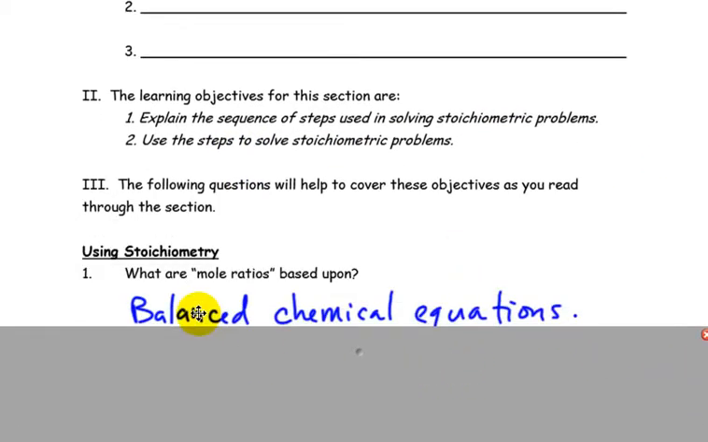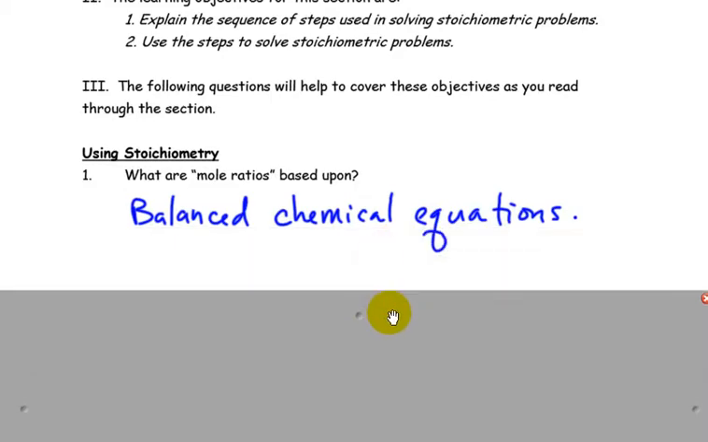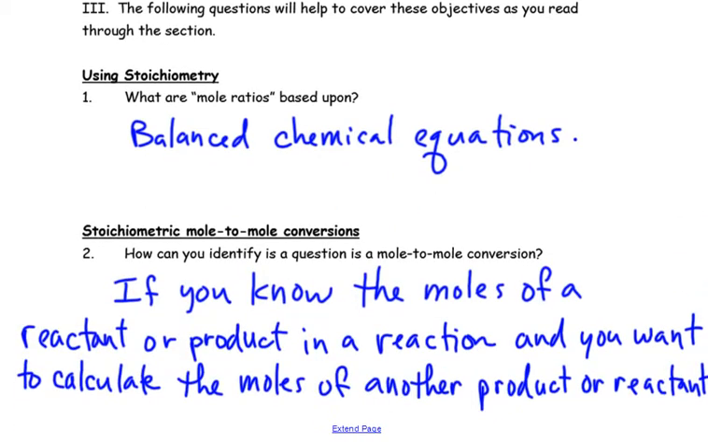So first of all, using stoichiometry, what are the mole ratios that we'll be looking at? What are they based on? Balanced chemical equations. The chemical equations are the key to going from one reactant or product to an unknown reactant or product. First we'll look at mole to mole conversions, then mole to mass, and then mass to mass.